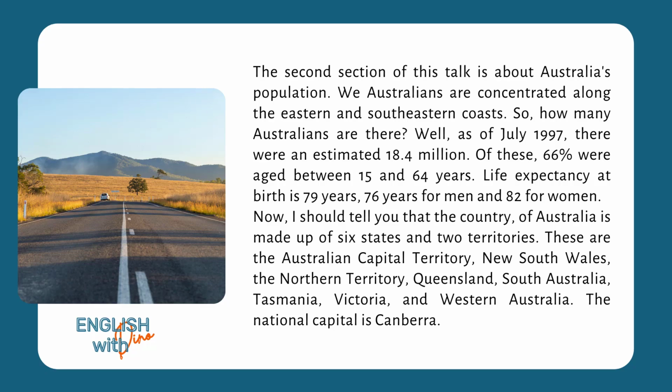Now, I should tell you that the country of Australia is made up of 6 states and 2 territories. These are the Australian Capital Territory, New South Wales, the Northern Territory, Queensland, South Australia, Tasmania, Victoria, and Western Australia. The national capital is Canberra.